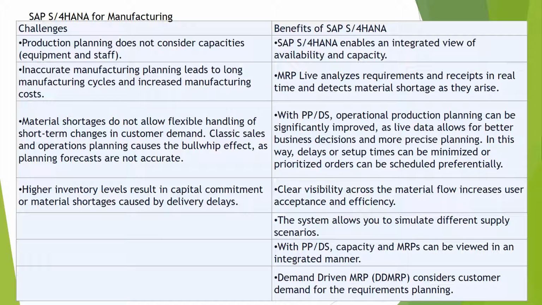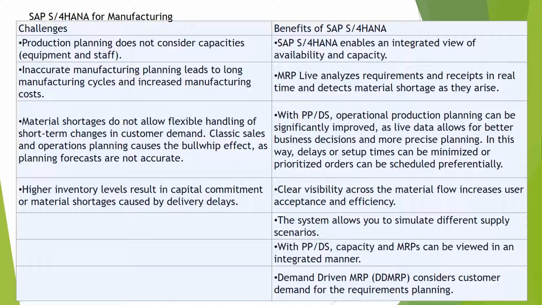And in case of benefit of SAP S/4HANA is considered, with PP/DS, operational production planning can be significantly improved as live data allows for better business decisions and more precise planning. In this way, delays or setup times can be minimized, or prioritized orders can be scheduled preferentially. Okay, and in case of challenge, higher inventory levels result in capital commitment or material shortages caused by the delivery delays.